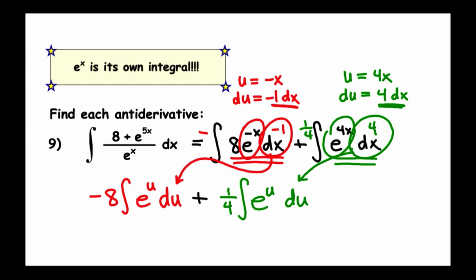All right, let's solve. In each case, the integral of e to the u is, well, it's itself. We've already done the u subs, which are backwards chain rules, so we don't have to worry about that stuff. We just have to write an answer. So it's going to be negative 8 e to the negative x, because the red u is the negative x, plus 1/4 e to the other u, which is 4x, plus c. And that's the answer to number 9.